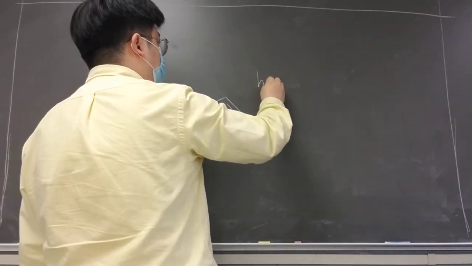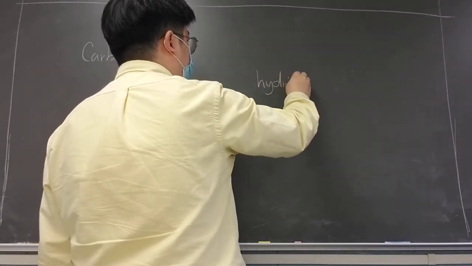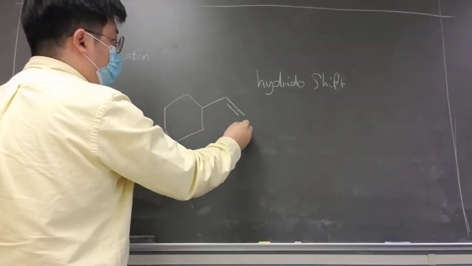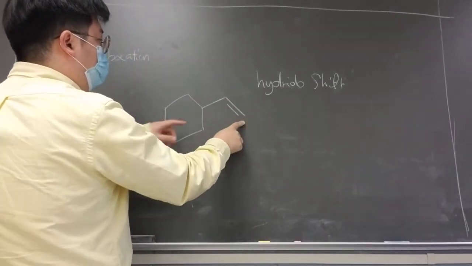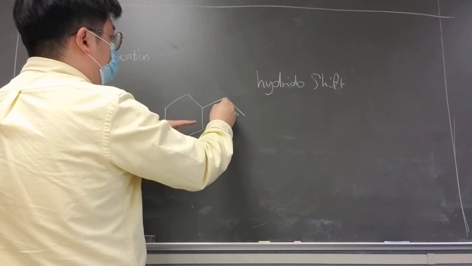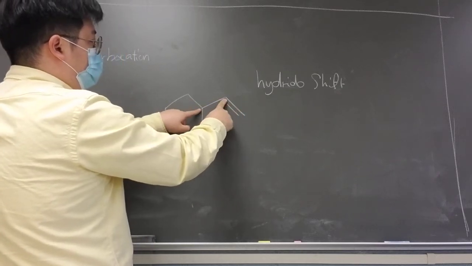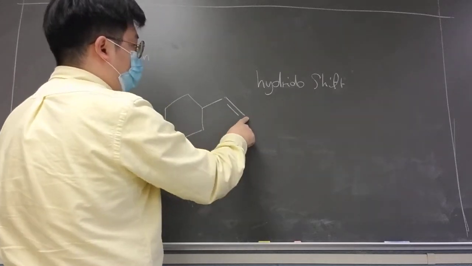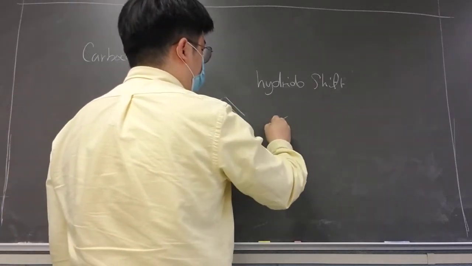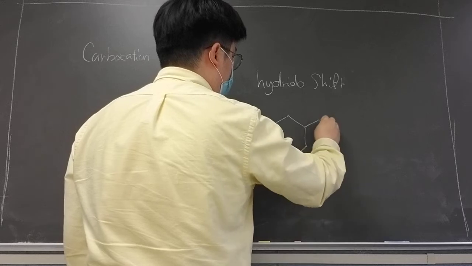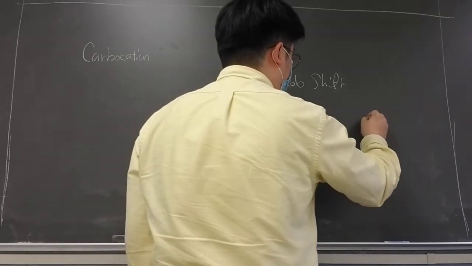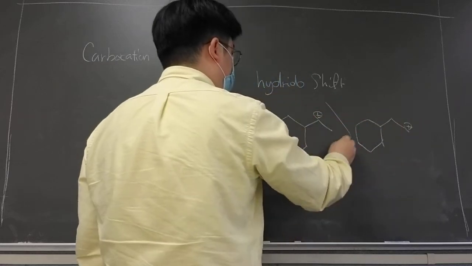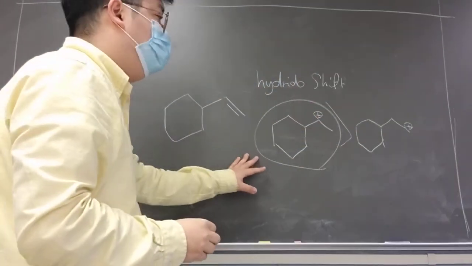Hydride. So among these two positions, the carbons in the double bonds, obviously this is the better position because it has a secondary, this one has only primary. So instead of putting the carbocation in here, I'm going to put it here. This is the better choice than this one. So I'm going to choose this one because it has more stability.